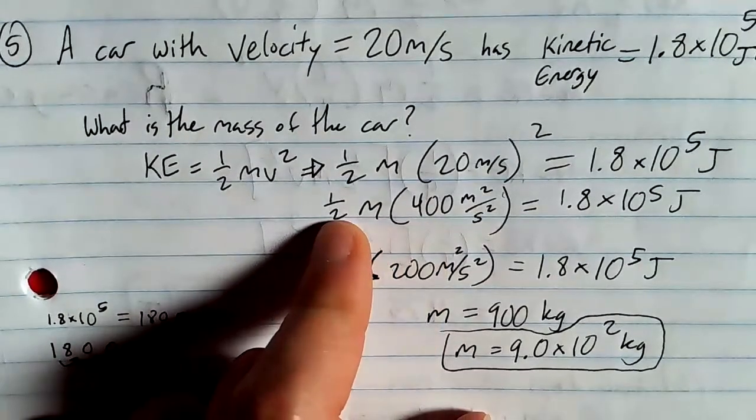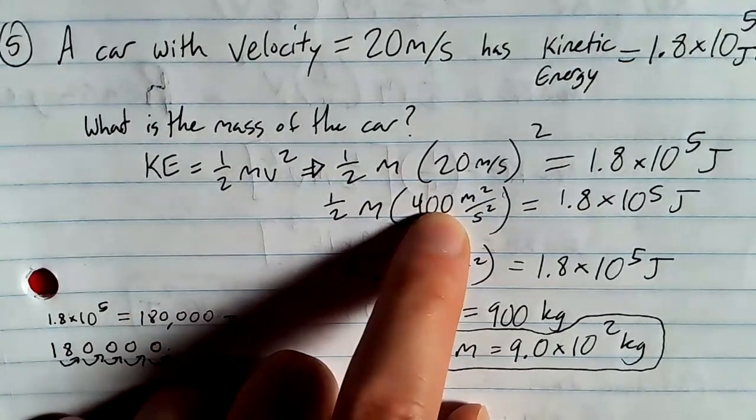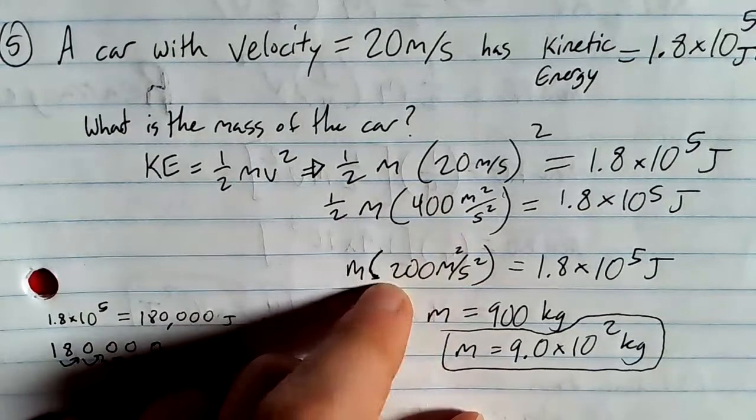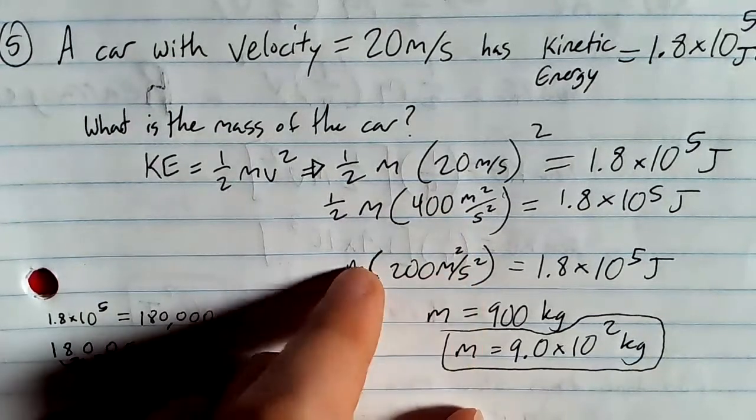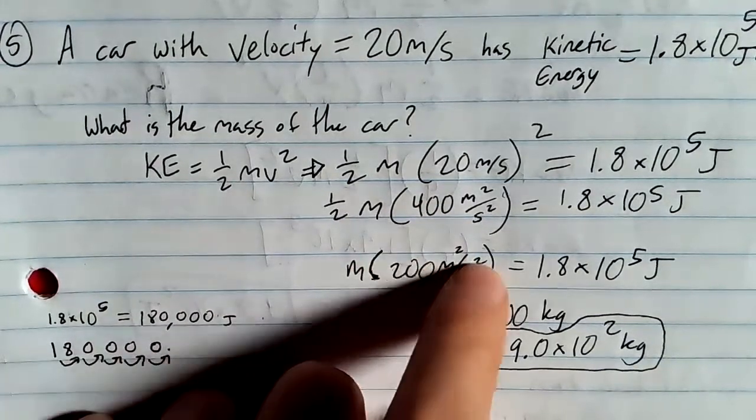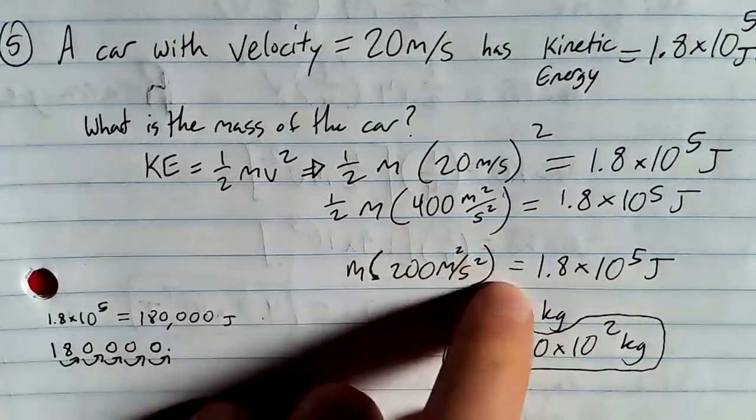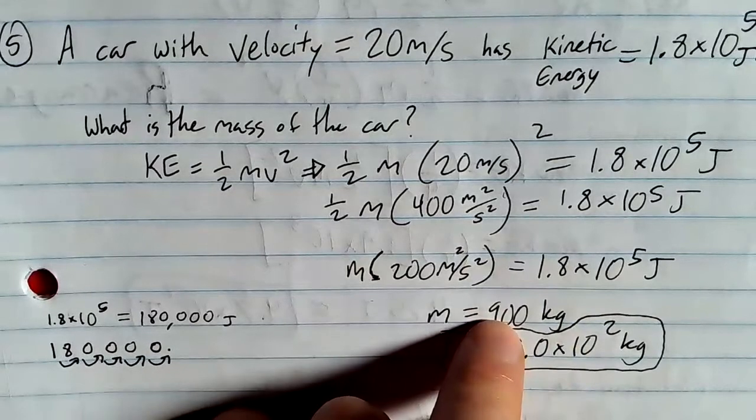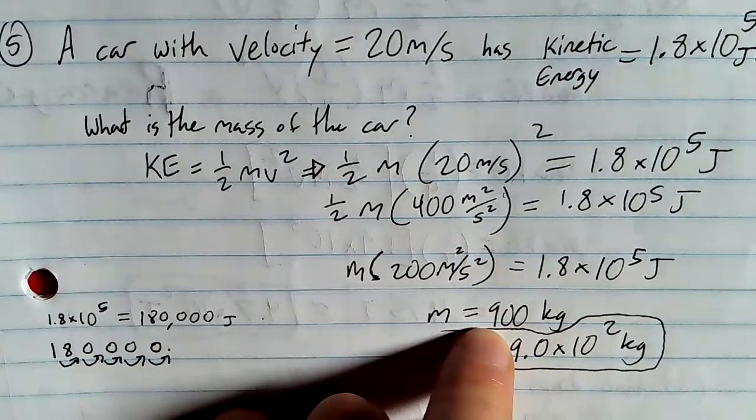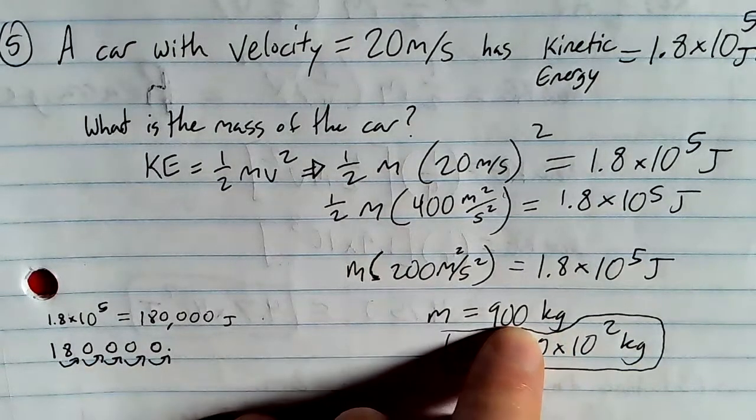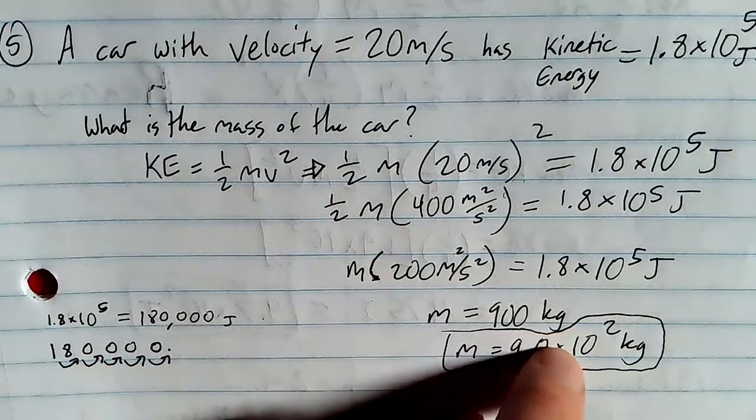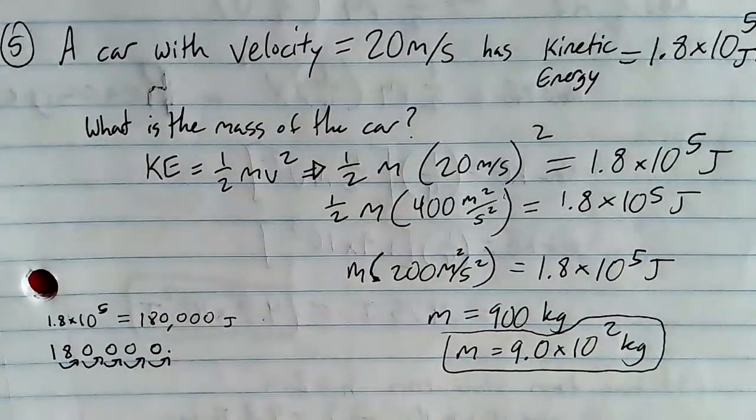So multiply 1/2 times 400. That leaves you with 200. So its mass times 200 is equal to 1.8 times 10 to the 5th. Divide both sides by 200. And that is equal to 900 kilograms.